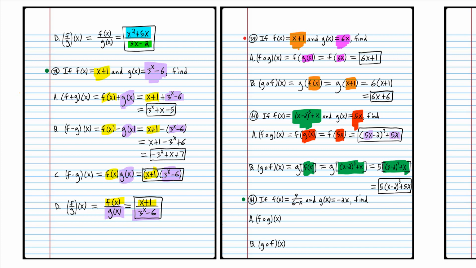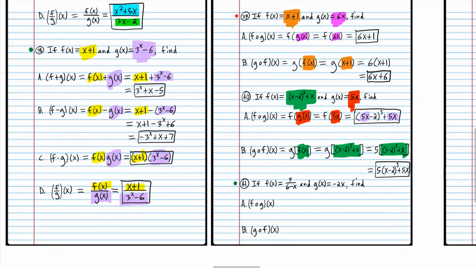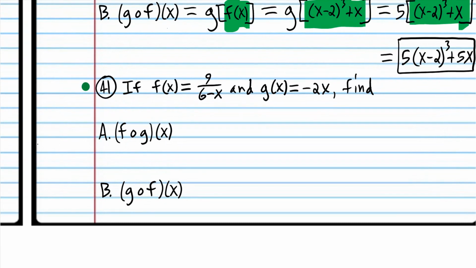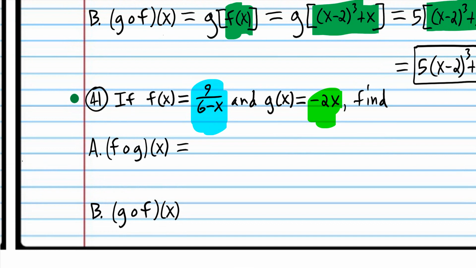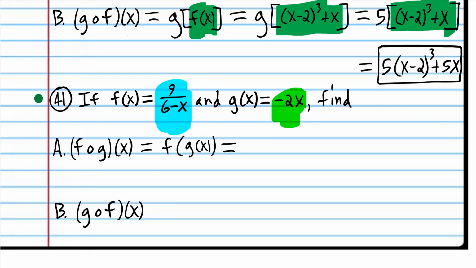Okay, we're back. So I'm going to use blue and green for the functions. So f of g of x is what we're looking for. And we know that g of x is negative 2x. So I just plug that in for g of x.